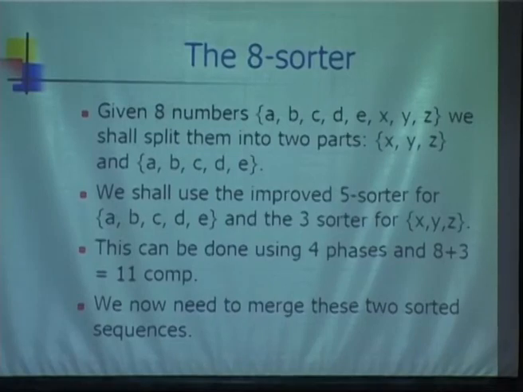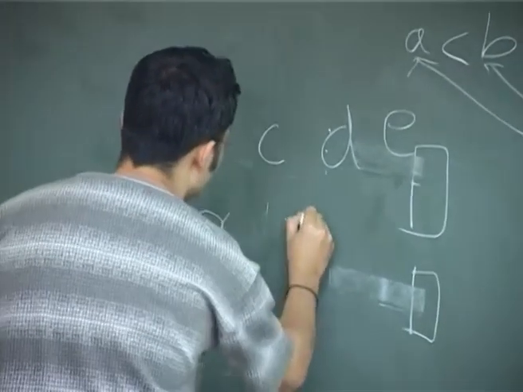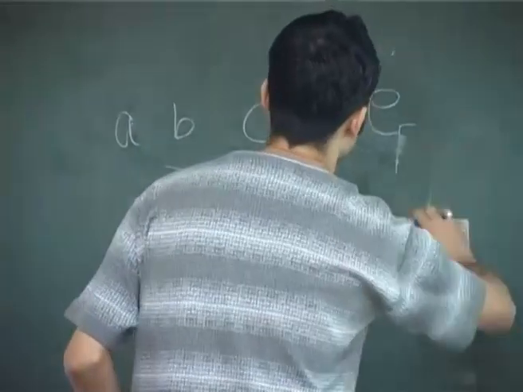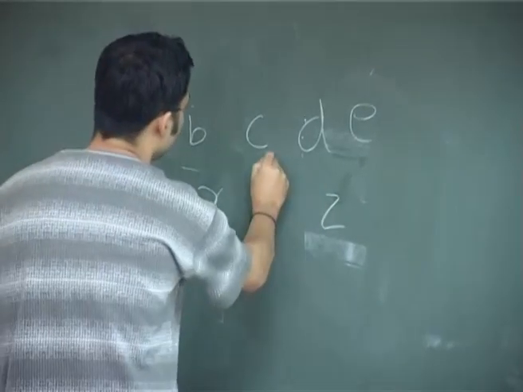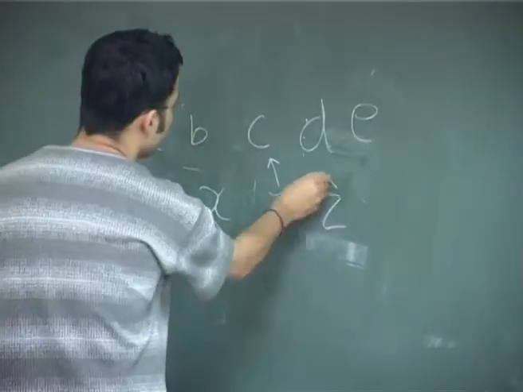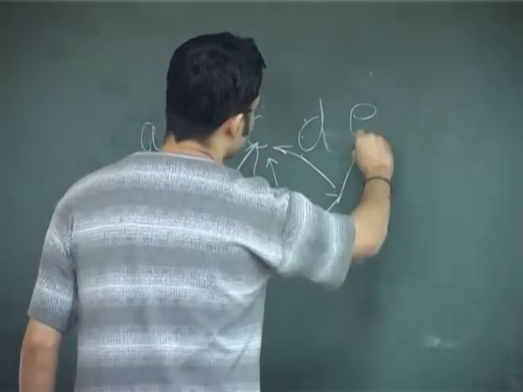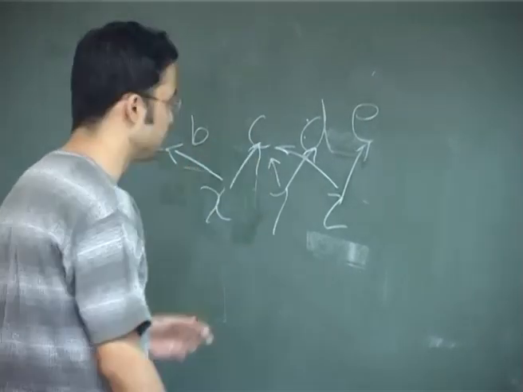Now we have to merge both. To merge, we have certain cases. If we have A, B, C, D, E and X, Y, Z, these are the 2 sorted sequences. To merge these, first we have to compare this with C. According to the result, in the next step we either compare this with this and this with this, or if it is greater than C, we compare this with this, this with this, and this with this. Without loss of generality, we can say that Y is smaller than C.